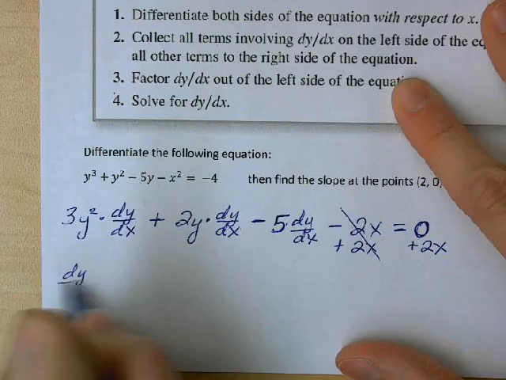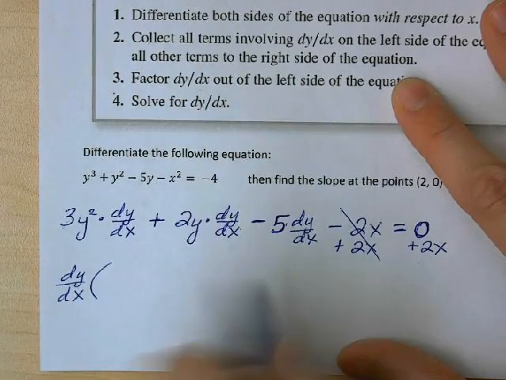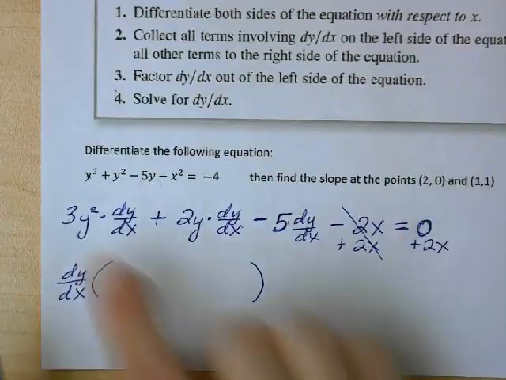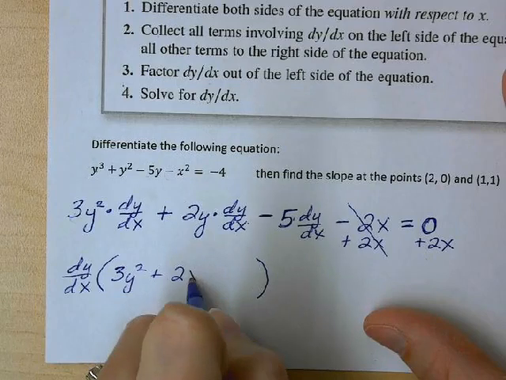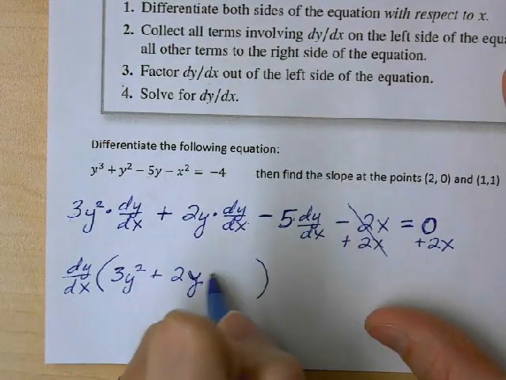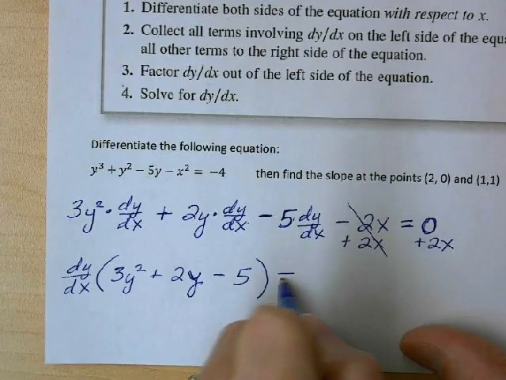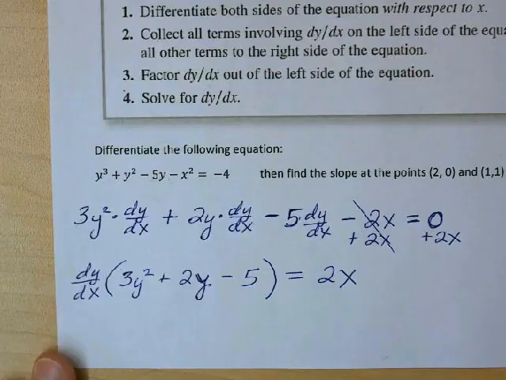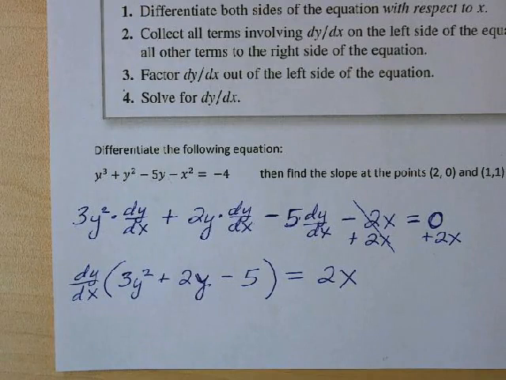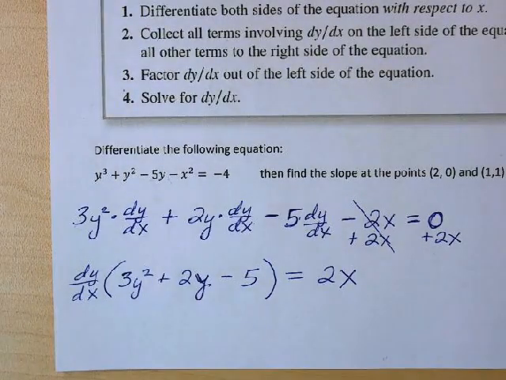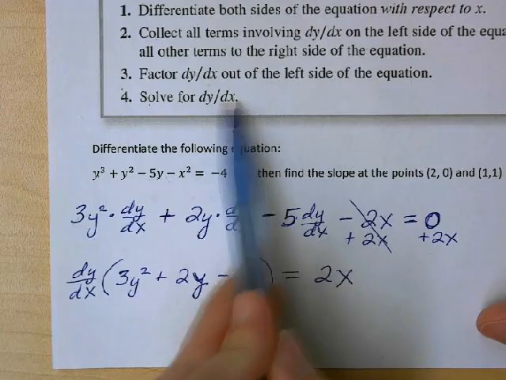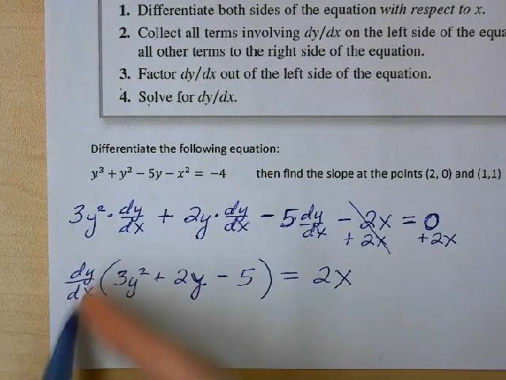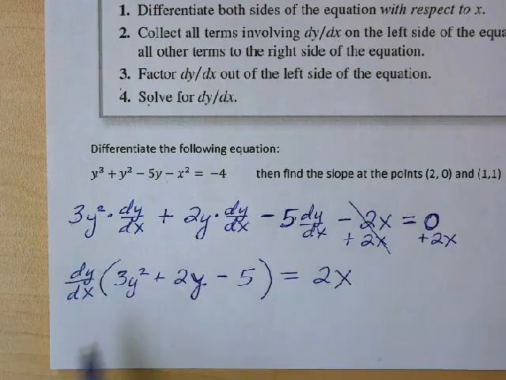So it's going to be dy dx, parentheses. So then it'd be 3y squared plus 2y minus 5. How's that so far? So we added the 2x over, took out the dy dx out of everything. Look good so far? And then now we're on the last step. Solve the equation for dy dx. Like when I'm done, I want the derivative of y with respect to x to be the only thing left. So how do you think I could do that?